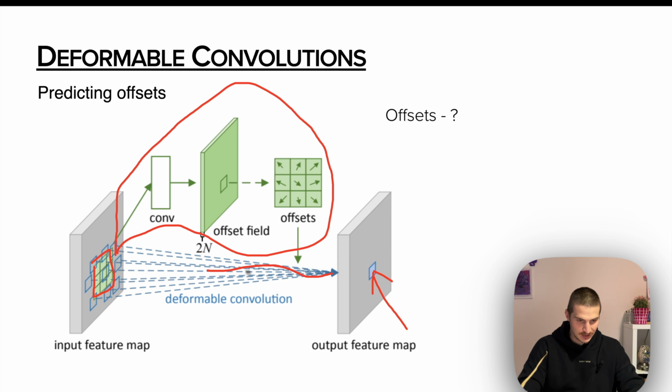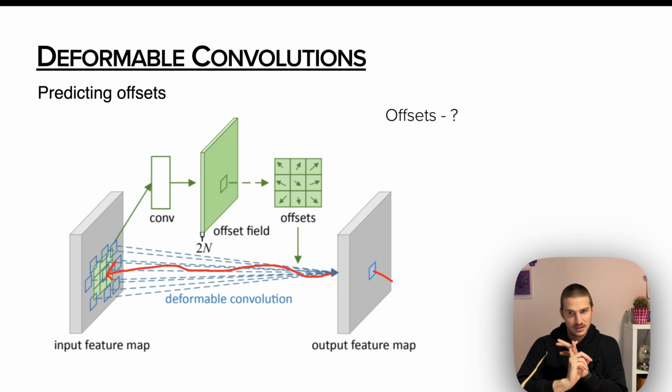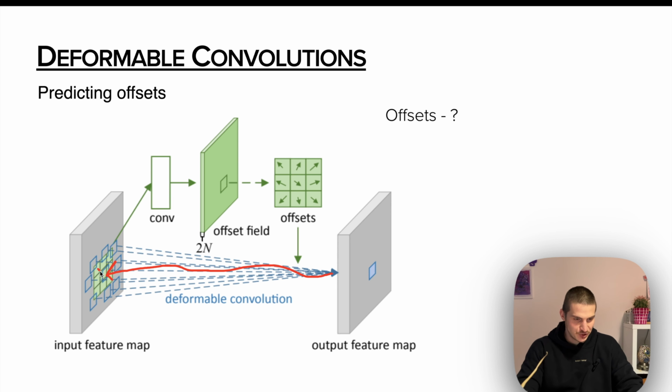So we look at where that pixel is in the input image. We have this 3x3 receptive field around it, and then we use it to predict offsets. So offsets, that's 9 pairs of numbers: 9 x coordinates, 9 y coordinates, to say where exactly you should move this pixel in the receptive field. And we have an extra convolution predicting that.